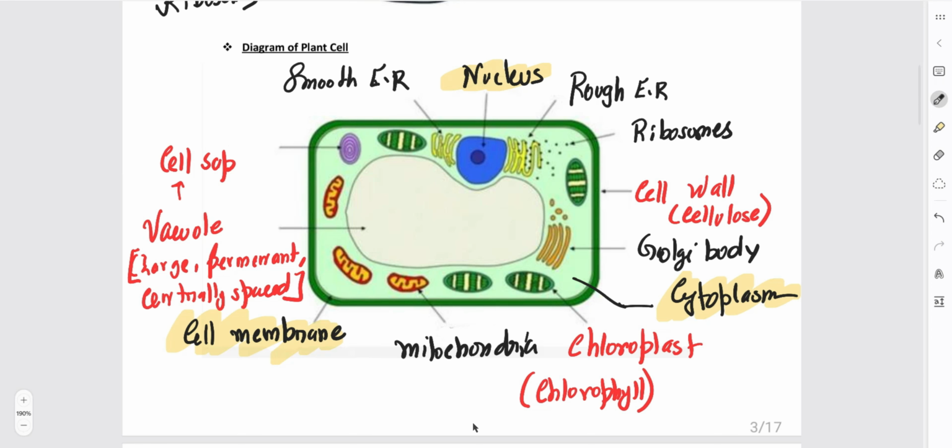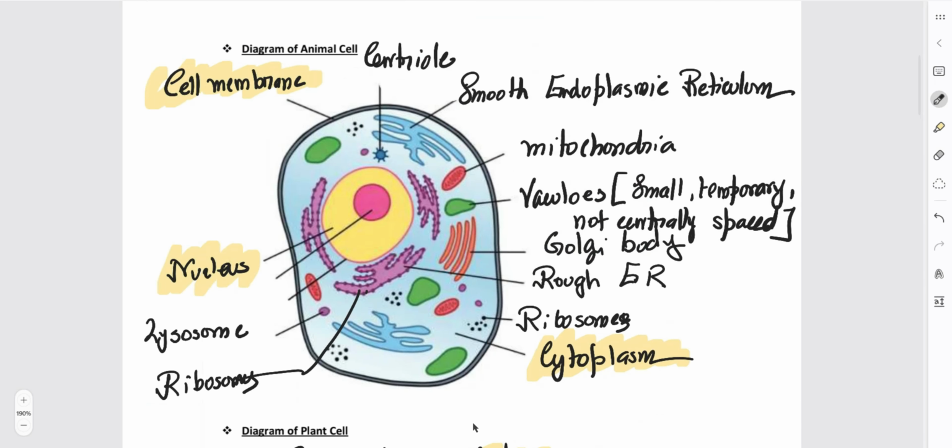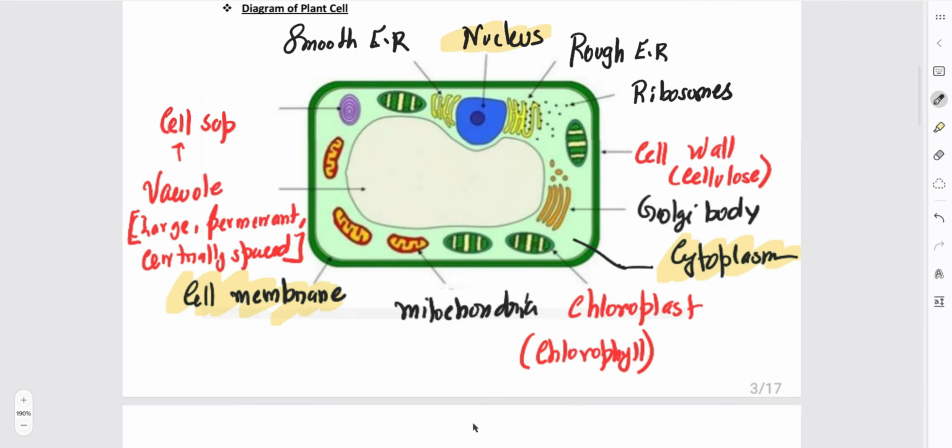The plant cell has a cell wall, right? It is made up of cellulose. So the cell wall holds the plant cell tightly. It gives the plant cell this box-like structure, its shape, and rigidity. But animal cells do not have this cell wall, so they do not have a definite structure. They can be circular, oval, or rounded.